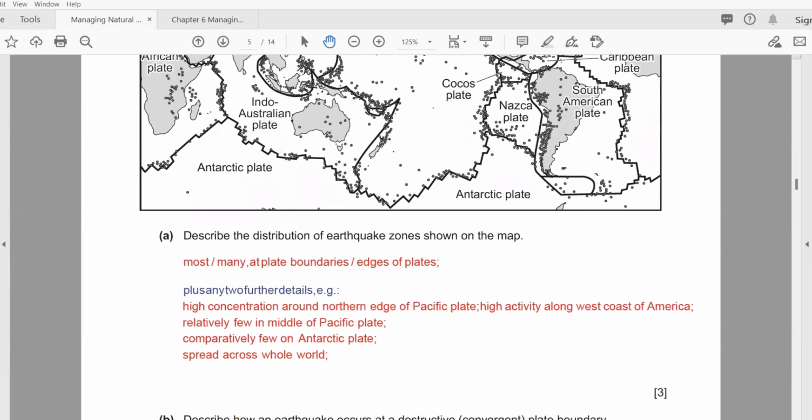After that, describe how an earthquake occurs at a destructive convergent plate boundary. What happens at the earthquake when it happens at a destructive convergent boundary? First of all, tell me the direction of the movement of the plates. In this, do the plates move away from each other or towards each other?